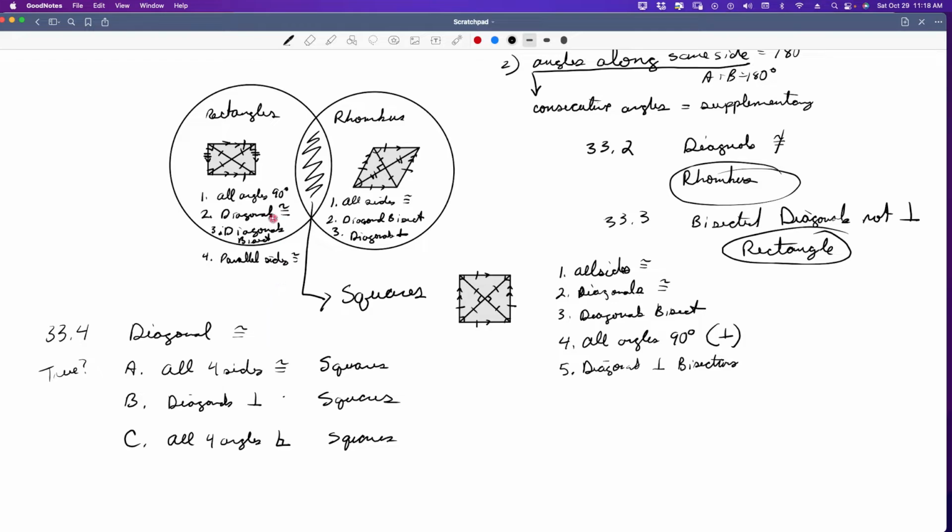Now, if the diagonals are congruent, it could be a rectangle. It could be, but then all four sides wouldn't be the same. So for all of these conditions to be true, then it has to be a square.